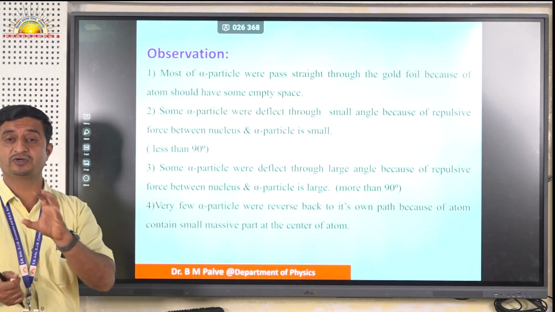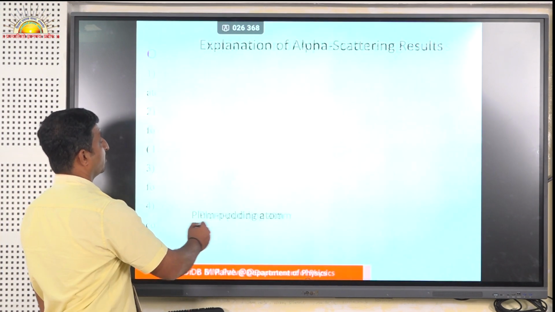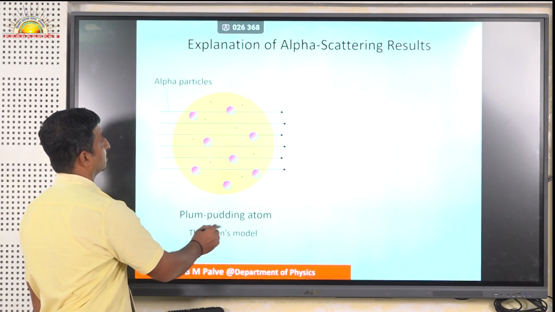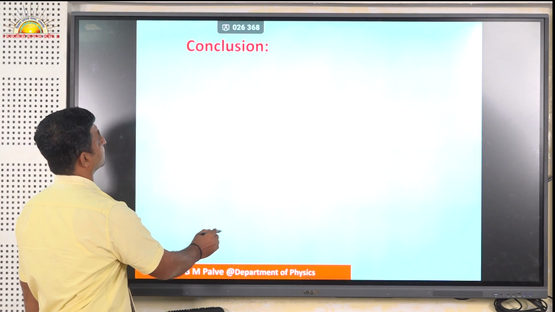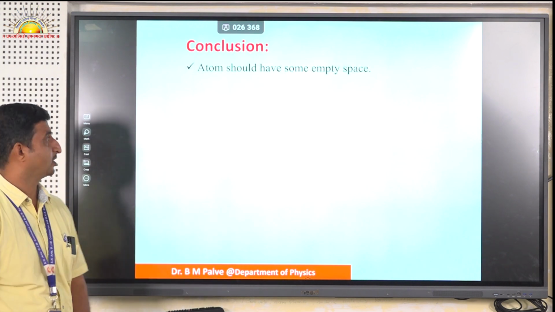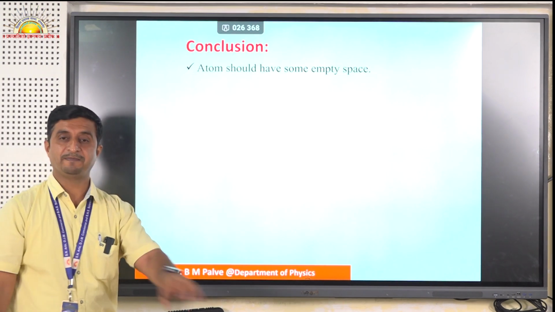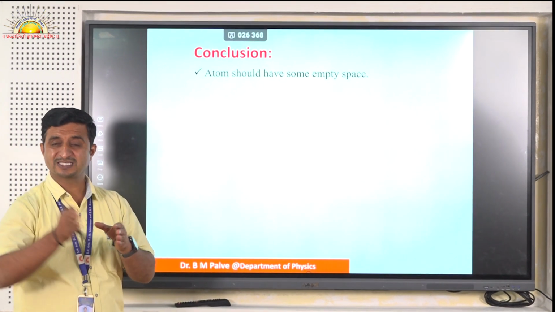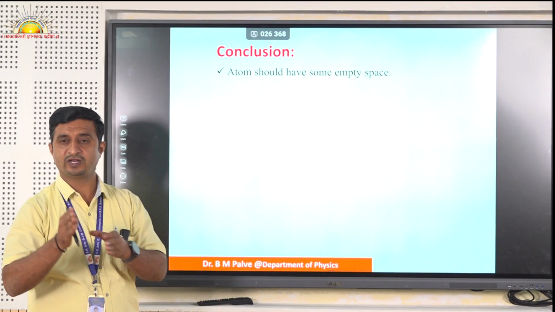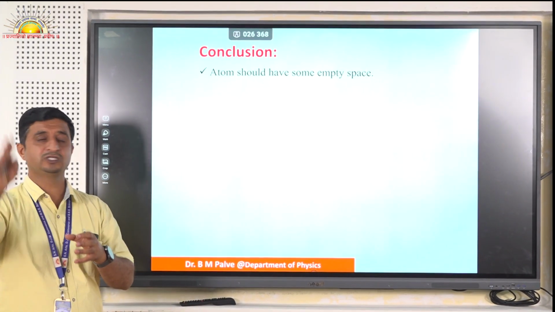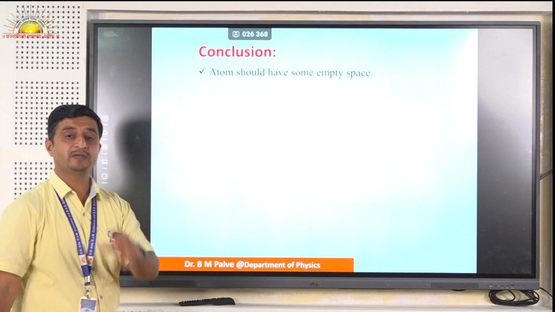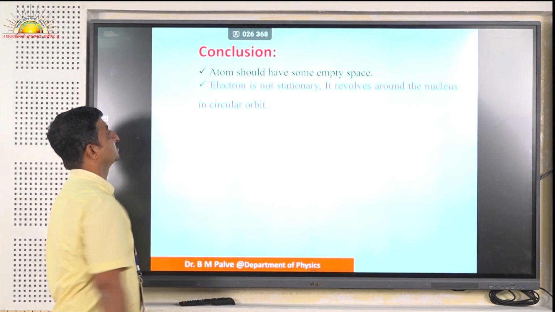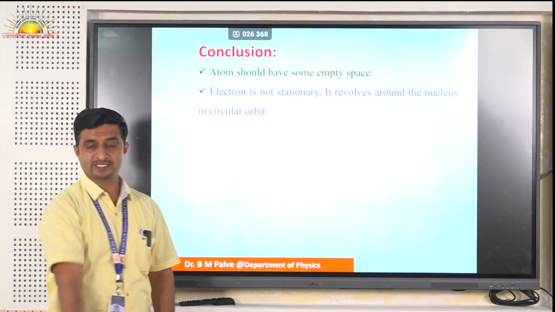Rutherford discovered the nucleus. From this observation, the scientist Rutherford concluded that atoms should have some empty space. Because of this, the alpha particles passed easily through the gold foil, which means the atom should have some empty space. Second conclusion, the electron is not stationary.